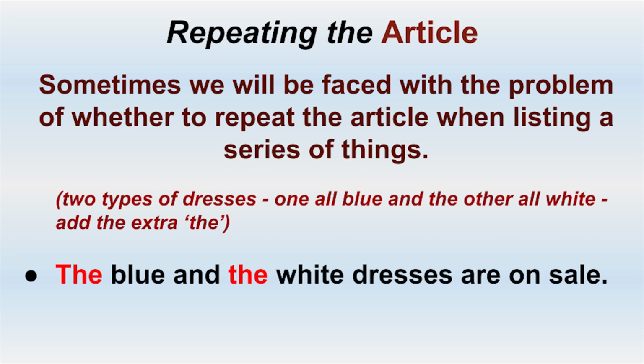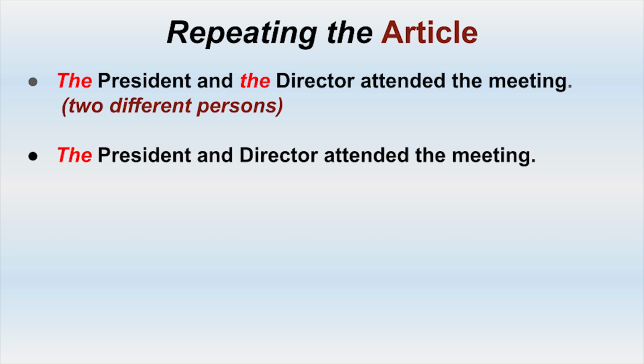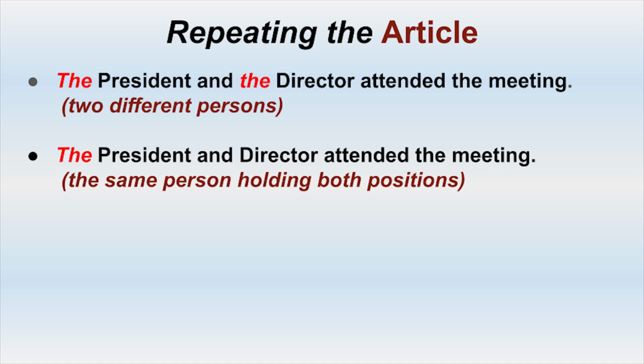Let's look at some more examples. The president and the director attended the meeting. Here we are talking about two different persons. One is the president and one is the director. Next, the president and director attended the meeting. In this sentence, the president and director is the same person, one person holding both positions. So we use the article the once.